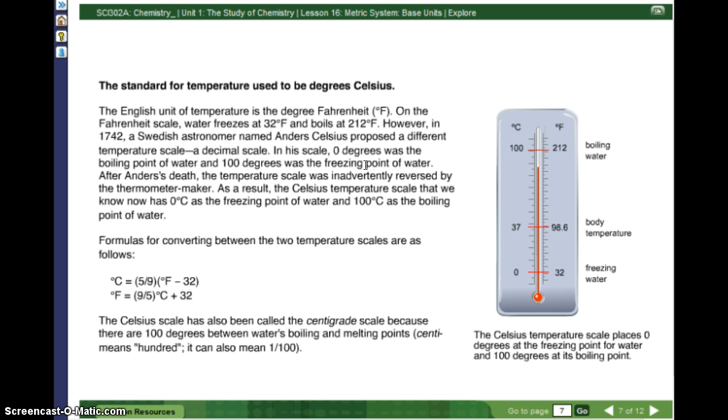After Anders' death, the temperature scale was inadvertently reversed by the thermometer maker. As a result, the Celsius temperature scale that we now know has 0 degrees as the freezing point of water and 100 degrees as the boiling point of water.